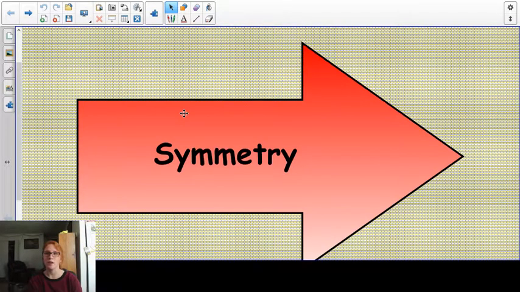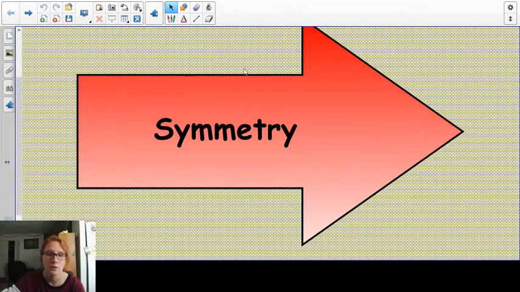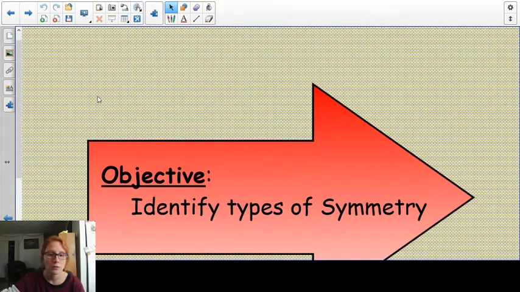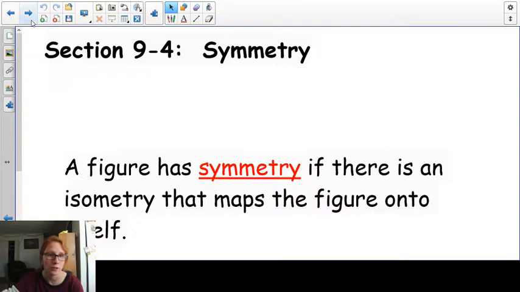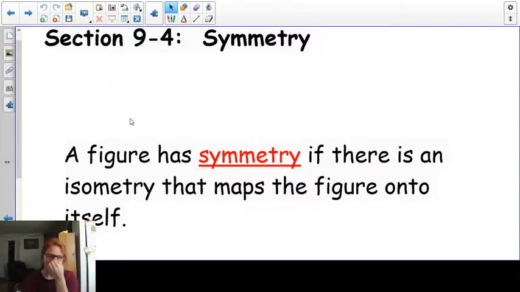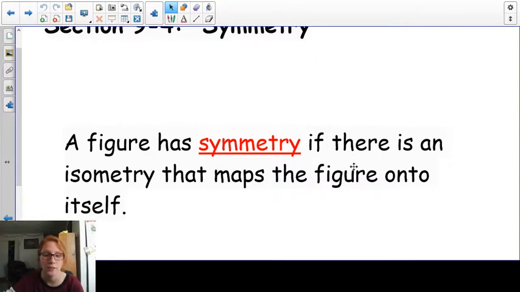Alrighty, so today we're going to go ahead and talk about symmetry on shapes. So again, different types of symmetry that we can see with geometric shapes. A figure has symmetry if there's an isometry, which means that the shape stays the same thing. So say you take your body and you move it over here, you're still the same thing, you just flipped around. You just moved.